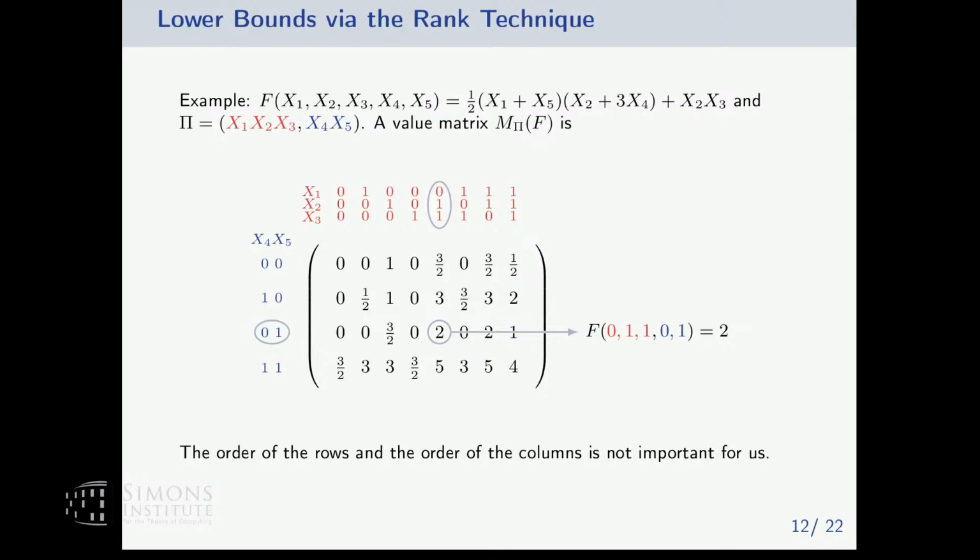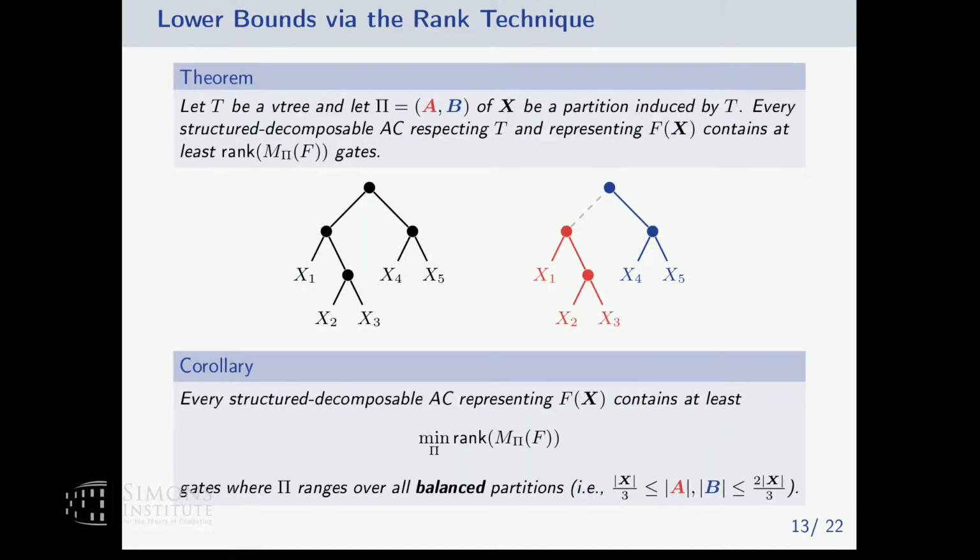Now, it may not seem very impressive, but remember that you have as many columns as you have truth assignments, as many rows as you have truth assignments on the second part of your partition. So this matrix can be exponentially large, and so you could have exponential rank, and so that's what we want. We want exponential lower bounds. That's where we are going.